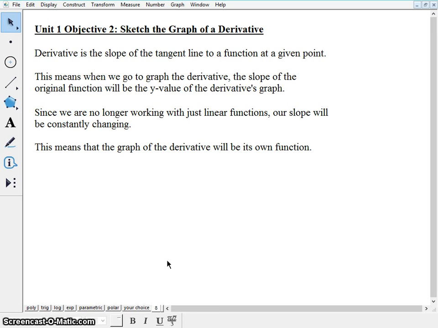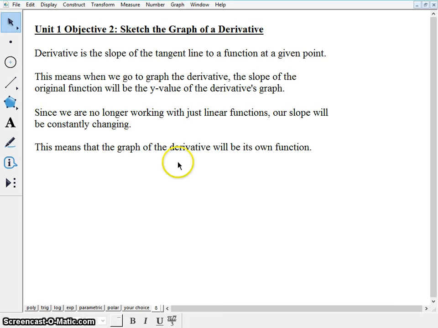Okay, in this video we're going to talk about Unit 1, Objective 2, which is sketching the graph of a derivative. Now if you remember from before, the derivative is just the slope of the tangent line to a function at any given point. So when we go to graph a derivative, we're going to take that slope's value, the slope of the original function, and that's going to be the y value of our derivative's graph. So we're taking the original slope and that's going to turn into the y value of the graph.